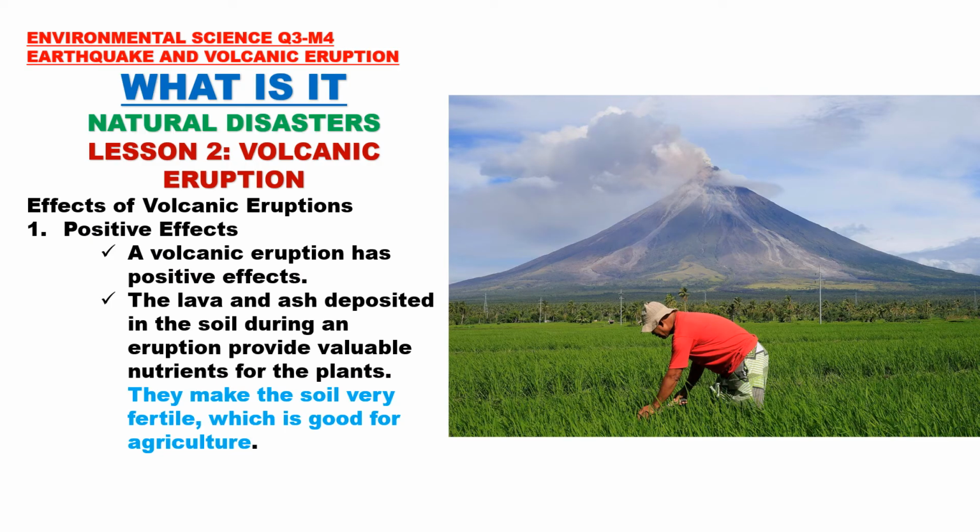So, effects of volcanic eruptions. Number one, positive effect. A volcanic eruption has positive effects. The lava and ash deposited in the soil during an eruption provide valuable nutrients for the plants. They make the soil very fertile, which is good for agriculture.